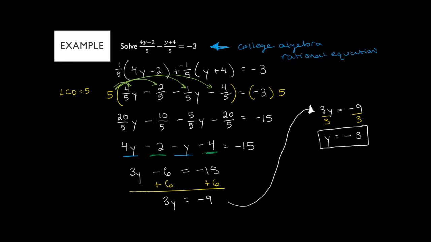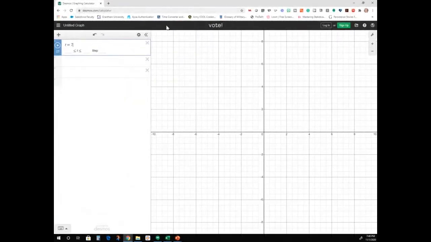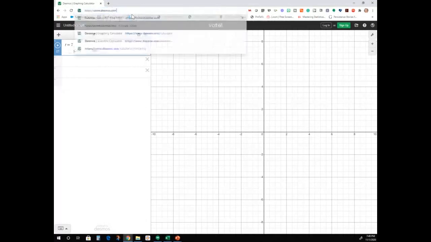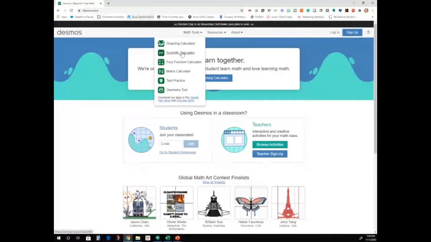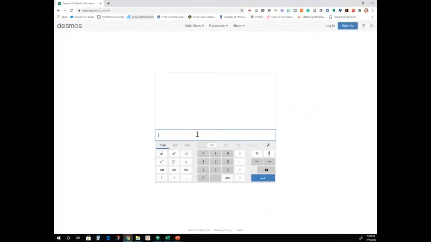If you are someone who is uncomfortable with fractions, I have to go back out to Desmos here. But this scientific calculator, if you are not comfortable with fractions, I would recommend using this. You can do this to multiply your fractions. I think I'd rather have you do that with this than to make a mistake when you're dividing fractions or things like that. So I do recommend utilizing the fraction button.